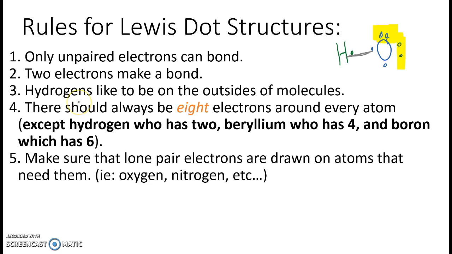Third rule, hydrogens like to be on the outsides of molecules, so they never want to be in the center. Fourth rule, there should always be 8 valence electrons around every atom, with the exception of 3 elements. Hydrogen wants 2 around it, beryllium wants 4, and then boron, which wants 6. And then fifth rule, make sure that you still have lone pair electrons drawn on atoms that need them. We'll go through what exactly this means.